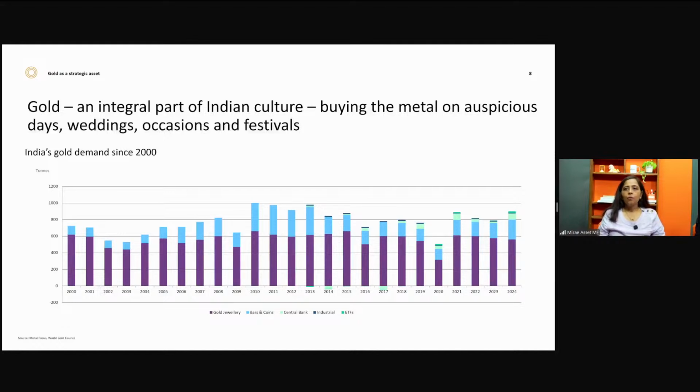On an average, over the past few years, our demand has been fairly consistent in the range of 750 to 800 tons. Most of it is, of course, jewelry. Central banks have been contributing, the RBI especially, has been contributing to this demand by consistently over the last few years adding gold to its reserves, and investment demand is also picking up, whether it's through bars and coins or gold-backed ETFs. This segment has also seen an uptick.